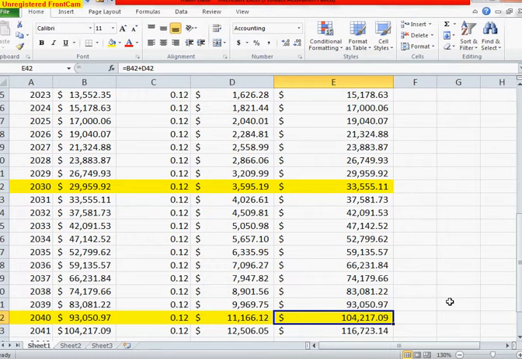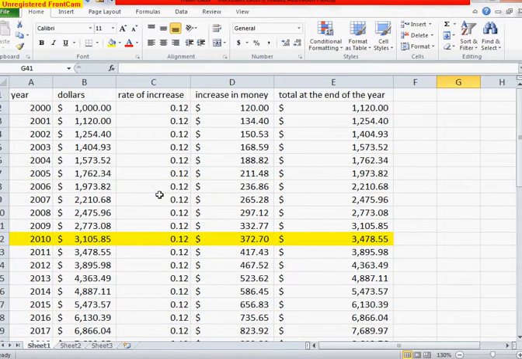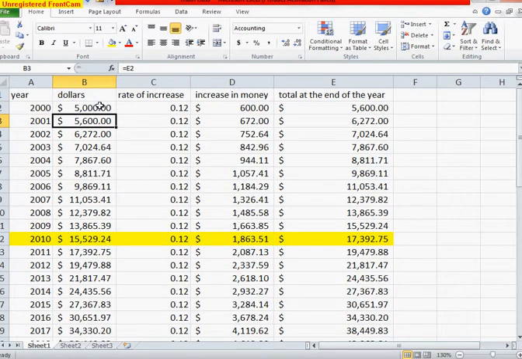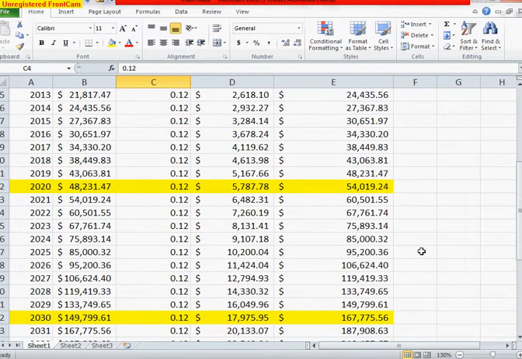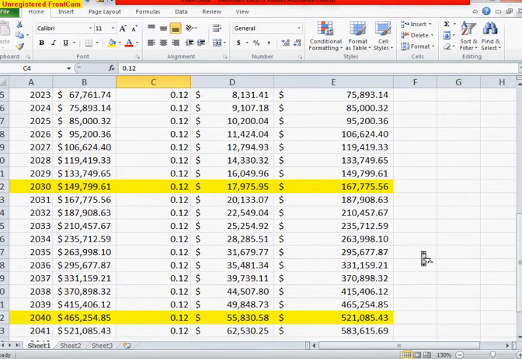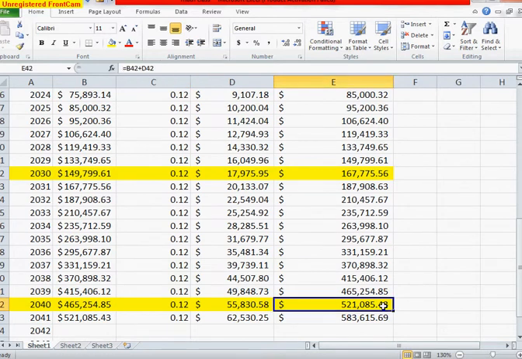Okay? Alright, now you want to see something really crazy? What if, guys, instead of 1,000, we started with 5,000? Watch, and when I hit enter, everything is going to change. Okay, so this is a special cell. If I started with 5,000, after 20 years, 54,000, and after 30 years, 167,000. Oh my gosh, after 40 years, 500,000.